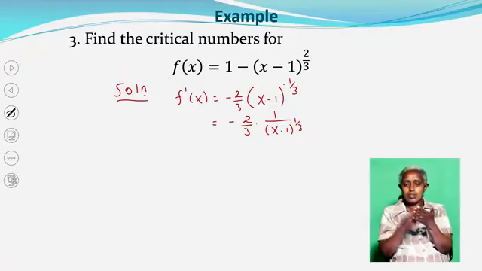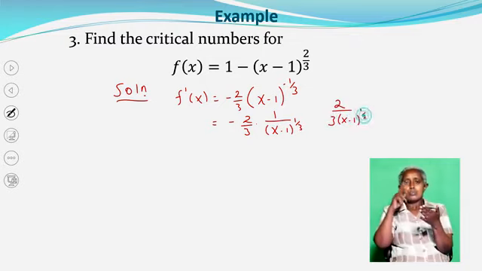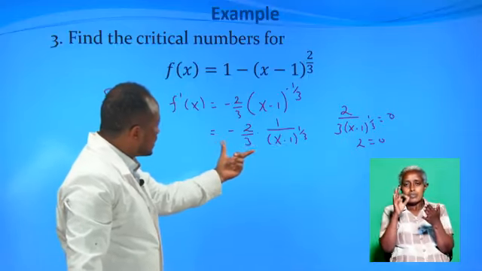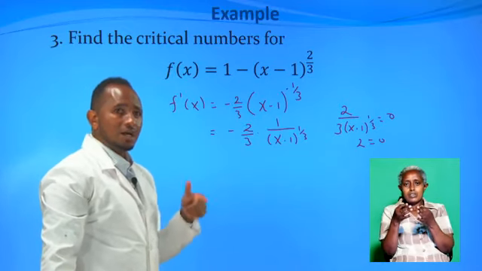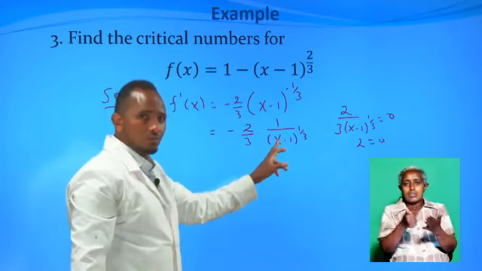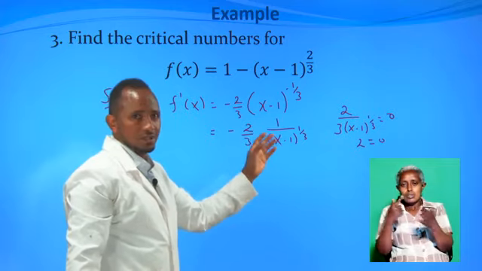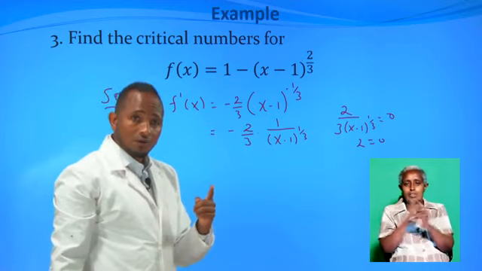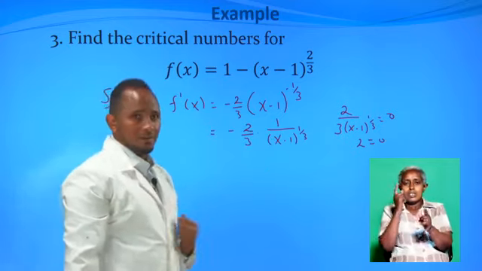If you set 2 over 3 times x minus 1 to the power of 1 over 3 equal to 0 and cross multiply, you get that is equal to 0. So there is no number that makes this expression 0. But the derivative of this expression does not exist at x equals 1. If you put 1 here, this expression doesn't exist, and 1 is in the domain of our function. Therefore, 1 is the critical number for this.